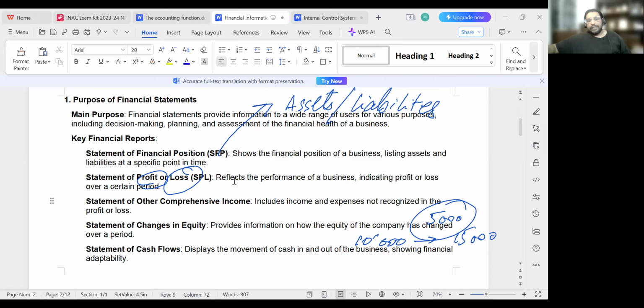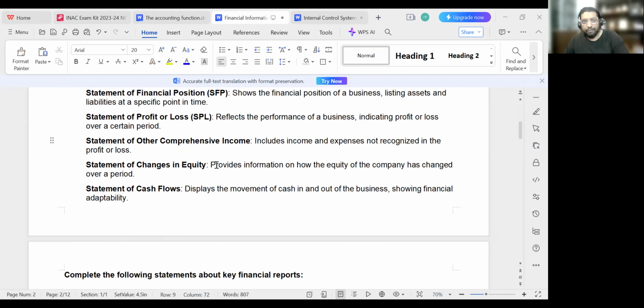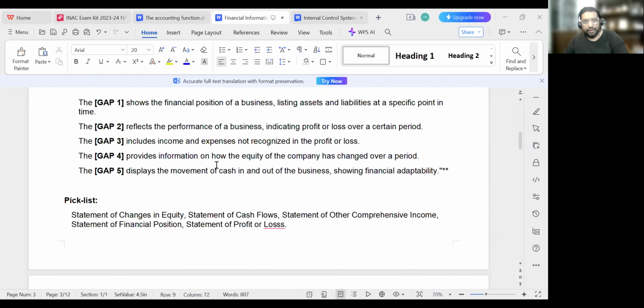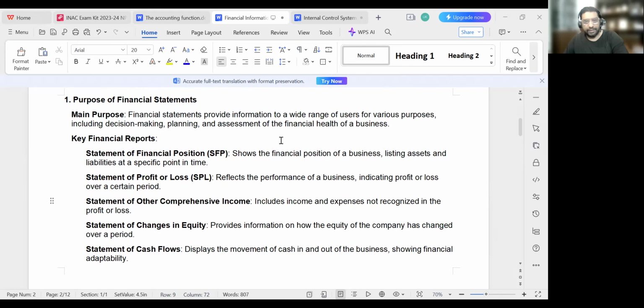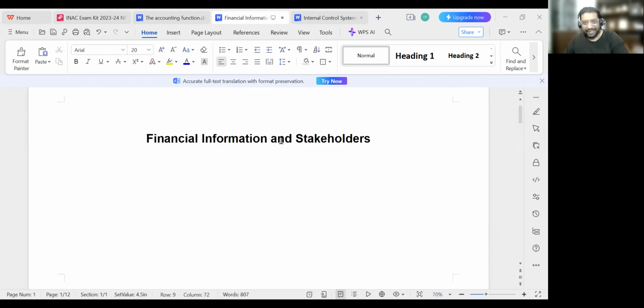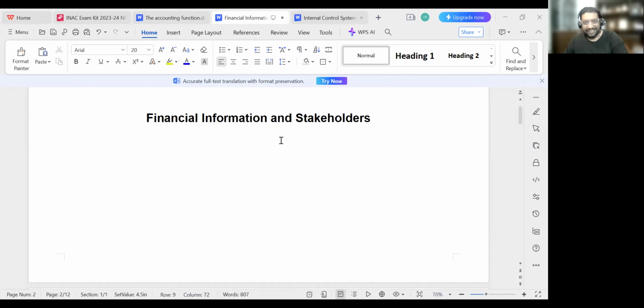Then you have the statement of changes in equity. The statement of changes in equity actually looks at the movement in your equity. Right. Okay. I'm just looking at the white space. Just give me a second.